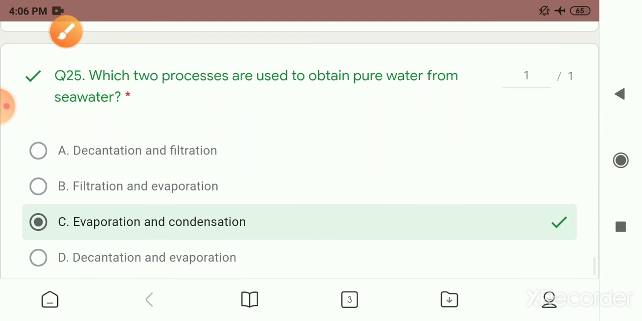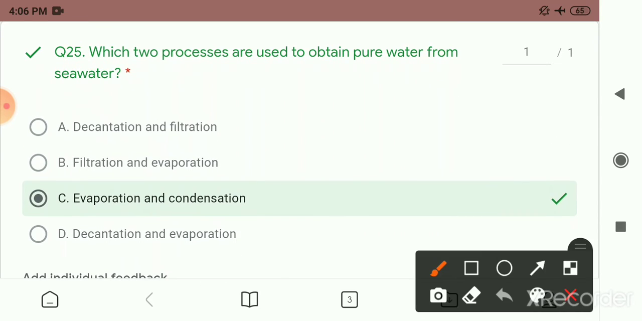Next 25th number. Which two processes are used to obtain pure water from the sea water? Now in this case we want both salt as well as water, or pure water from the sea water. So the options are decantation and filtration, filtration and evaporation. Option C is evaporation and condensation, and option D is decantation and evaporation. So here our answer is option C, that is evaporation and condensation.